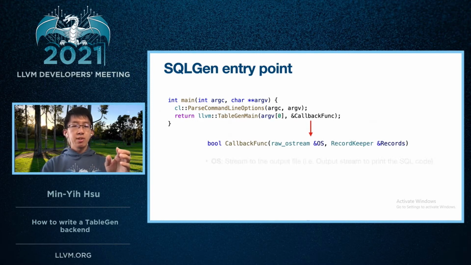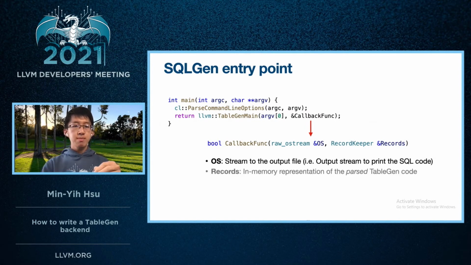The first argument of this callback function is the raw string you're going to output your results to. The second one, the RecordKeeper, is an in-memory representation of the parsed TableGen code. So you can see this callback function as the entry point to a TableGen backend.